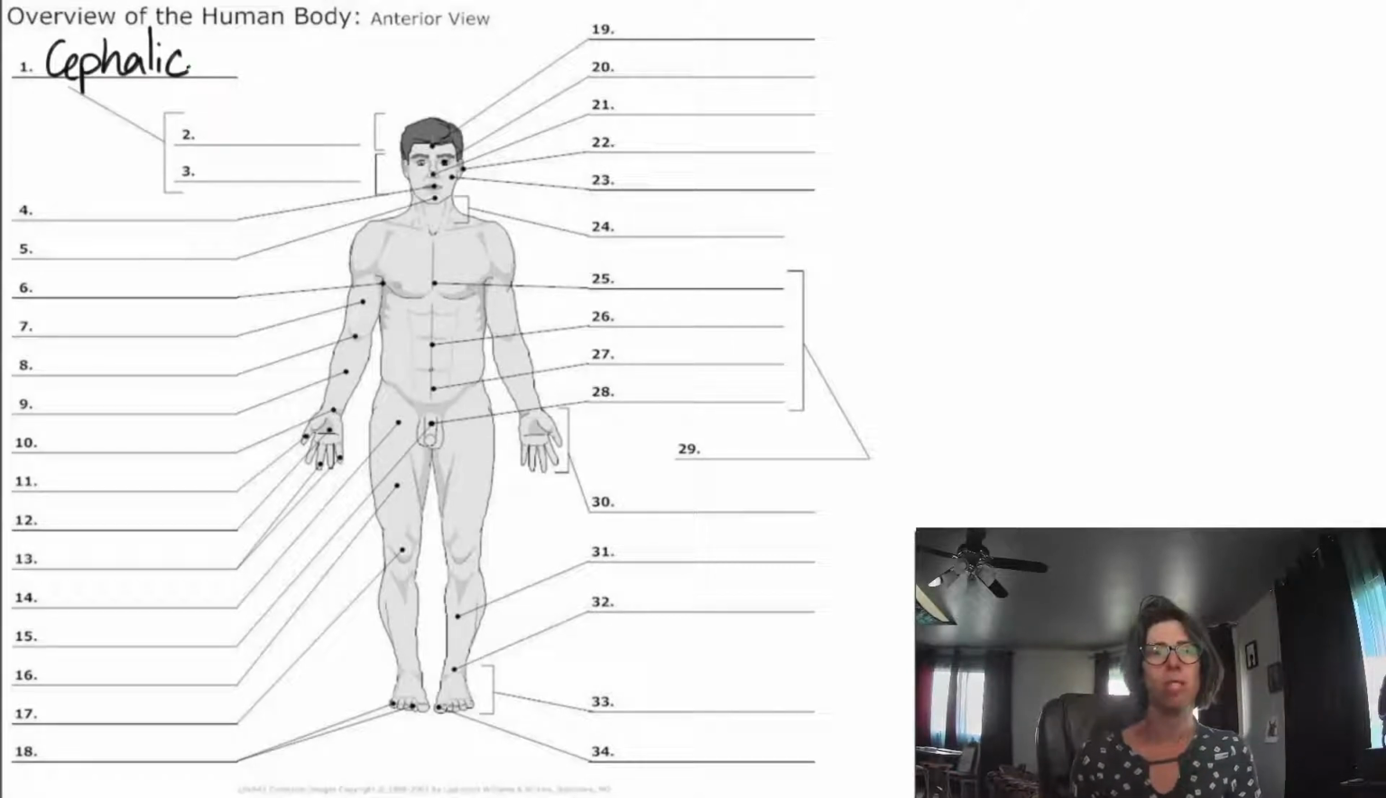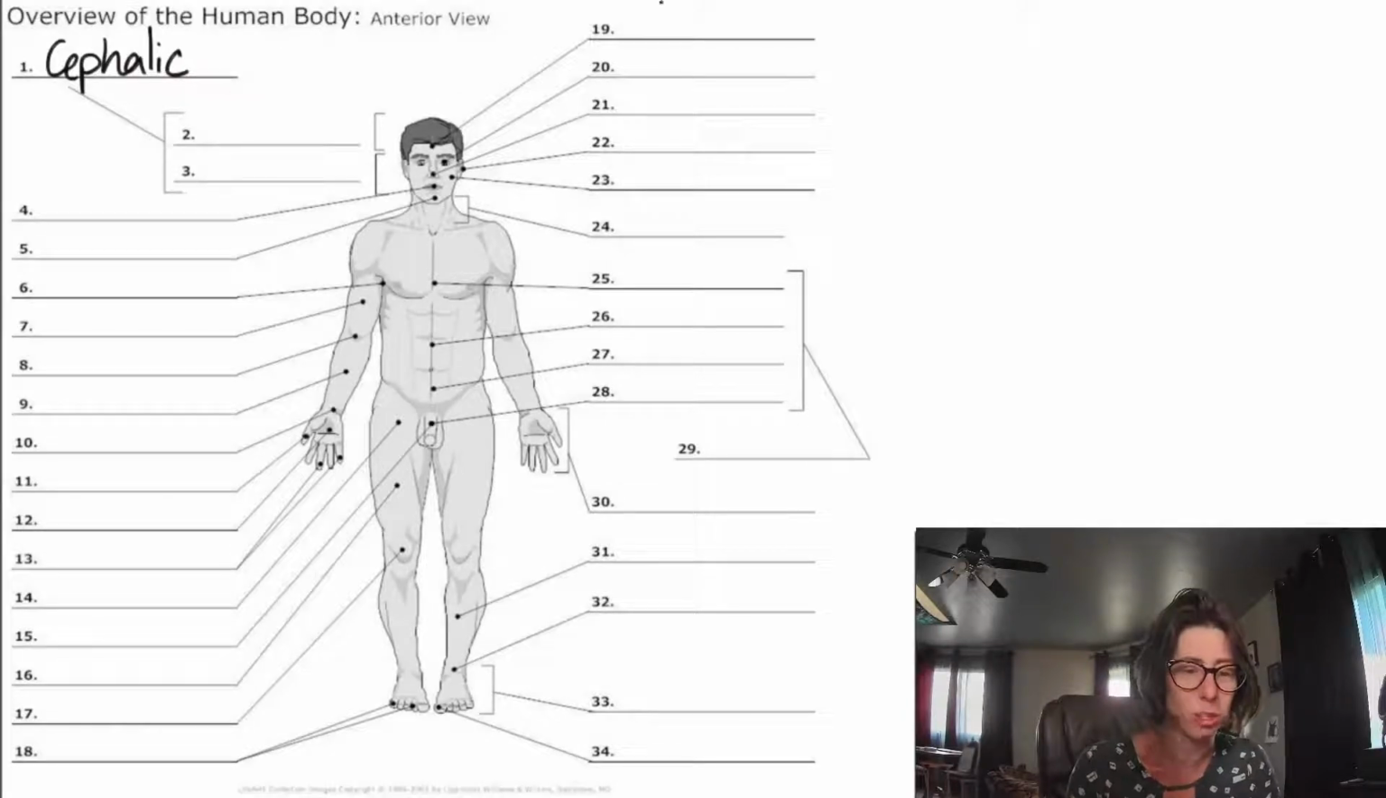The cephalic region refers to the head. And there's a couple ways you can remember this. Cephalic comes up in biology a lot. I like to remember it with cephalopods because my 7-year-old son loves cephalopods. It's one of his favorite animals. If you don't know what a cephalopod is, it's those soft body animals with a lot of tentacles.